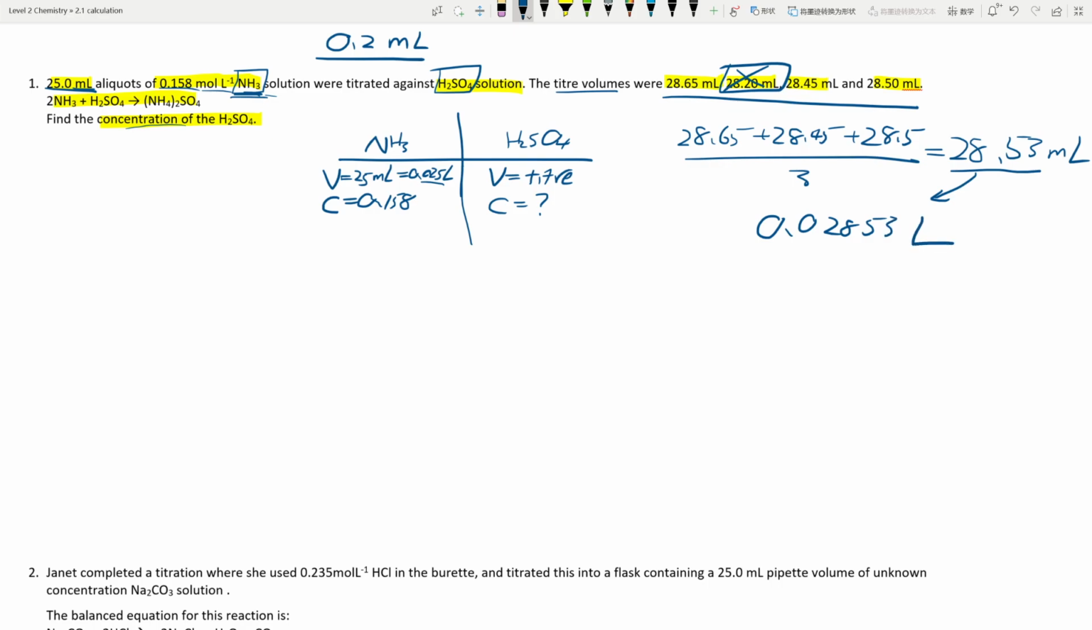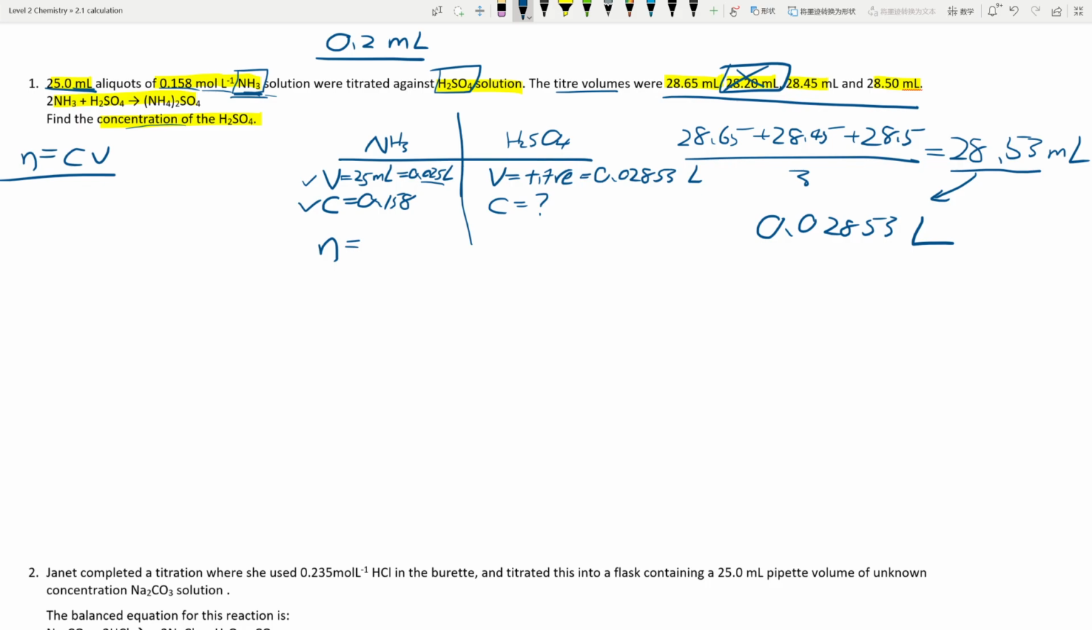Okay, all right, so I know this titer now. The titer is 0.02853 liters, and let's do the calculation. If you know the V, if you know the C, don't forget your magic equation, which is n equals CV. You can figure out mole straight away. So how do we do that?